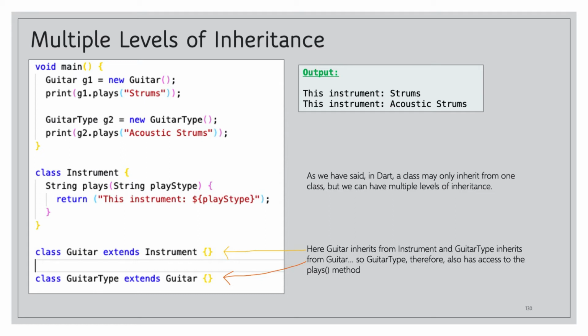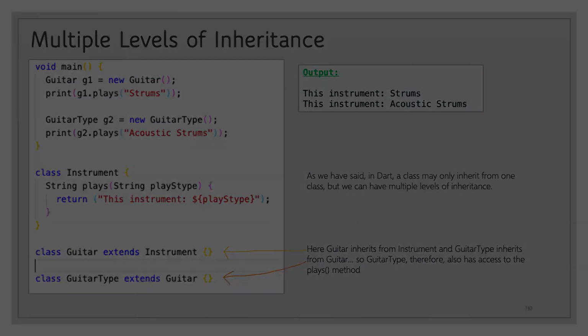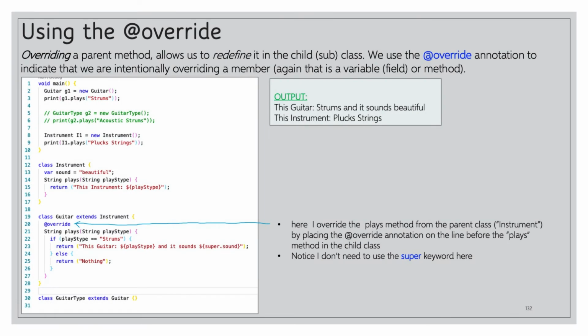So there are many possibilities, and we can be as flexible as possible while really continuing to encapsulate our code in very smart ways that make sense to make it easier to maintain. We can use something known as overriding the parent method. This allows us to redefine the method in the child or subclass.